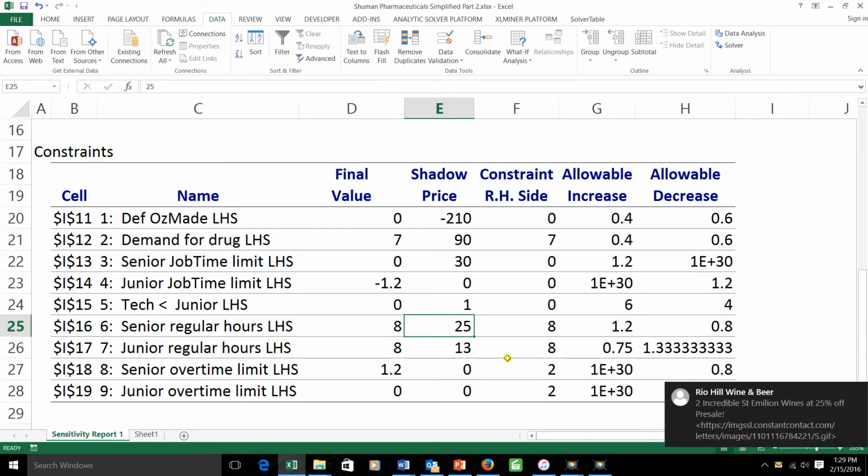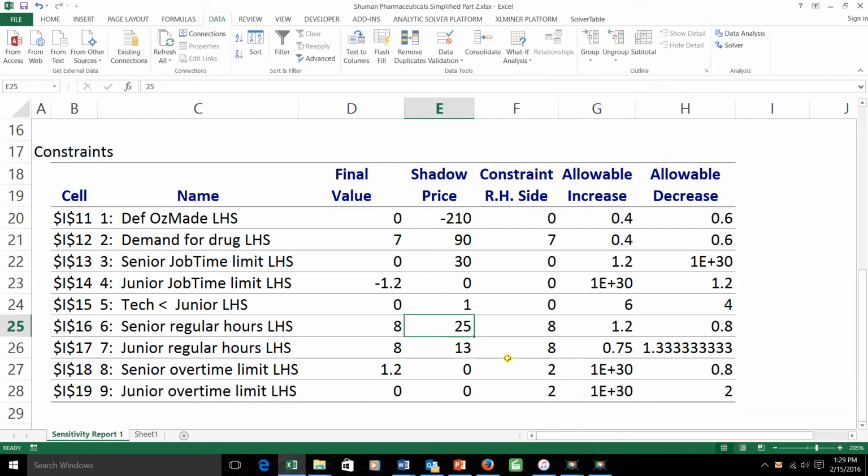We're going to see in a moment that that's approximately true, but not perfectly true, because there's something that we ignored. And that's over here. The right-hand side range has an allowable increase and allowable decrease. These refer to how much you can increase and decrease that right-hand side. The right-hand side can be increased by 1.2, that's up to 9.2, or it can be decreased by 0.8, that's down to 7.2. Anywhere inside that range, you can trust the shadow price. Outside that range, you can't necessarily trust it. It probably changes.